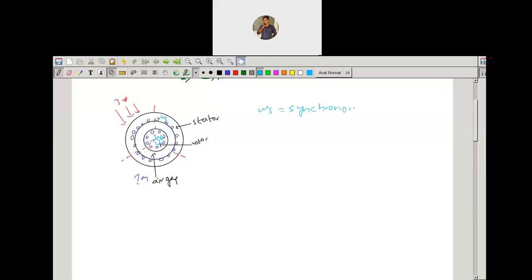This is the synchronous speed, or we can say it is the speed of the rotating magnetic field. And this omega r we call the motor speed, or we can say it is the rotor speed, the speed of the rotor.